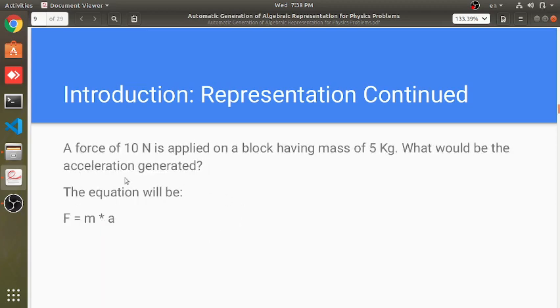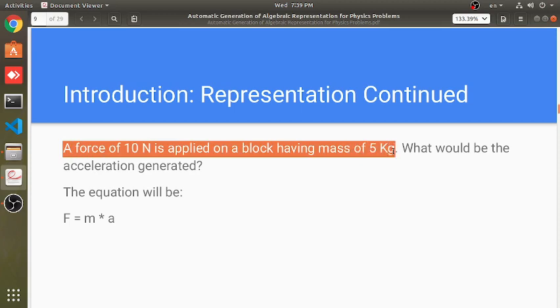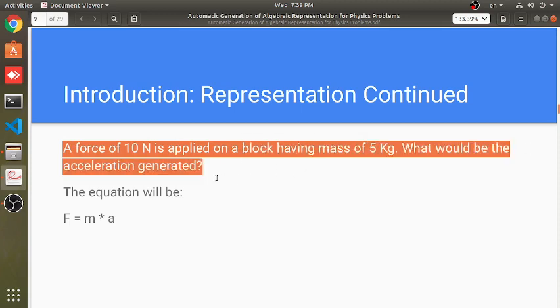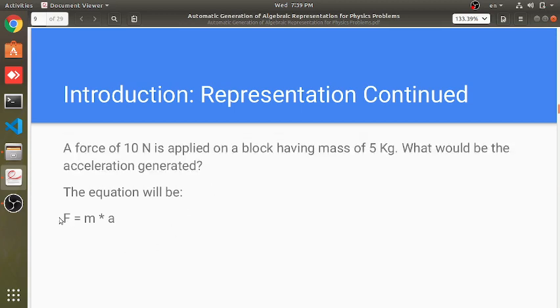There is another example given here, a rather simple one. A force of 10 Newton is applied on a block having mass of 5 kg. What would be the acceleration generated? So for this one, obviously the equation will be F equals m into a.